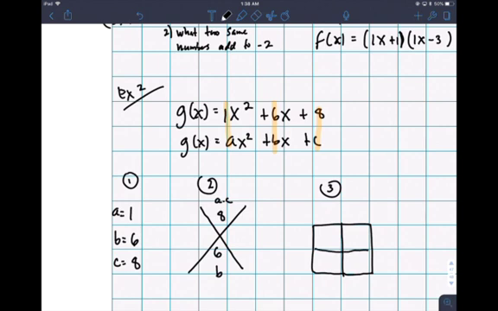So remember, the first part of the box is always the first part of the equation. Always, always, always. So instead of putting 1x squared, I'm just going to put x squared.